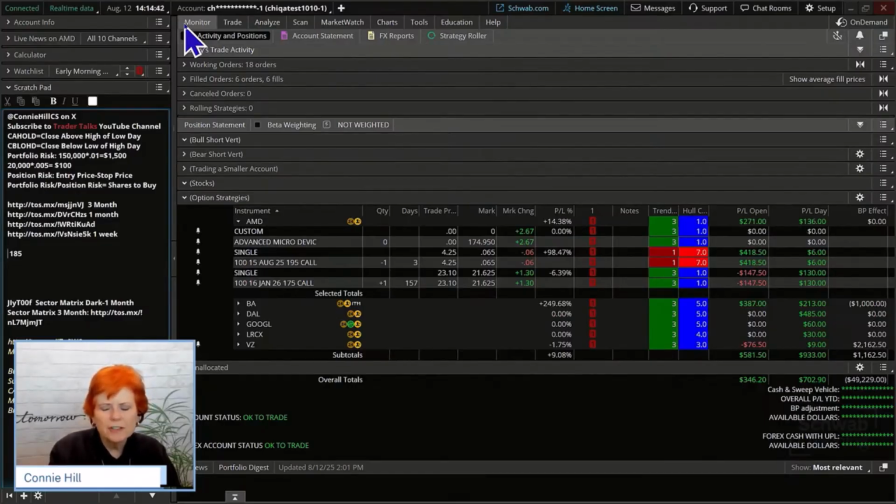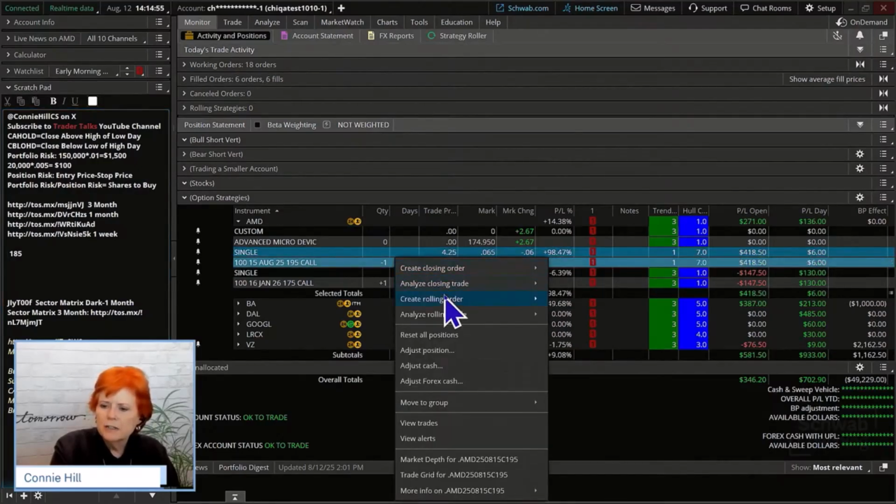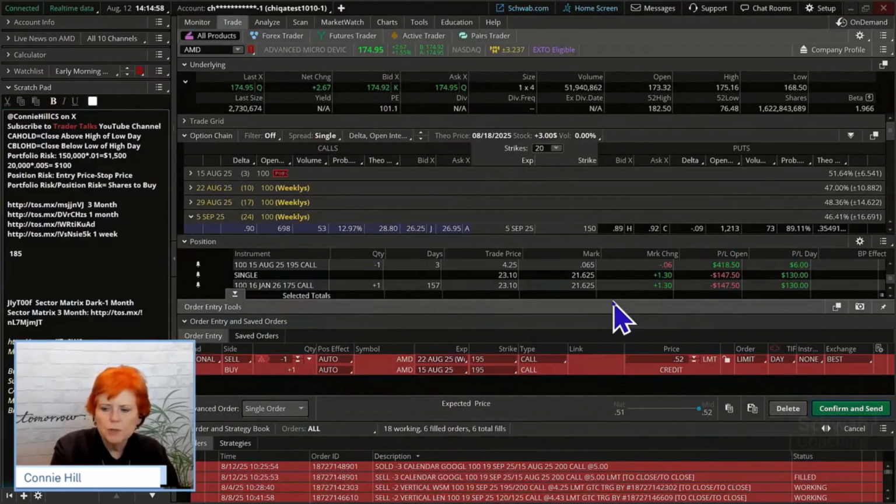So if you're a person that's like, I'm not going to get the roll, just do it in 2 transactions. Just come out here and buy this back and then go in, sell the other one. But I'm going to say here, we're going to create a rolling order, and it's going to call it a calendar because it thinks we're going to use the same strike prices. We're not. We're going to modify this.